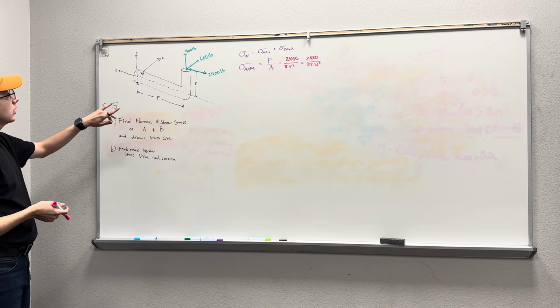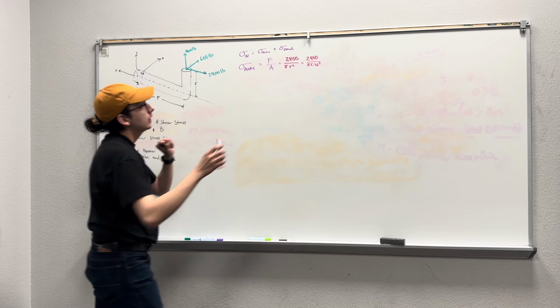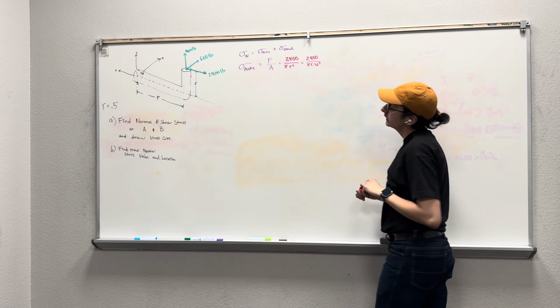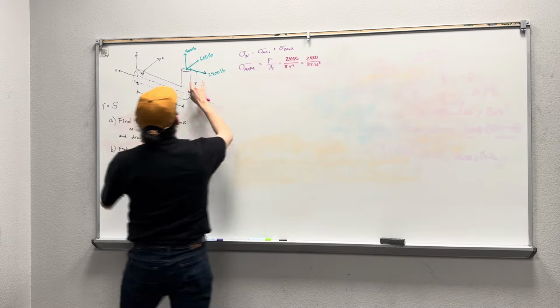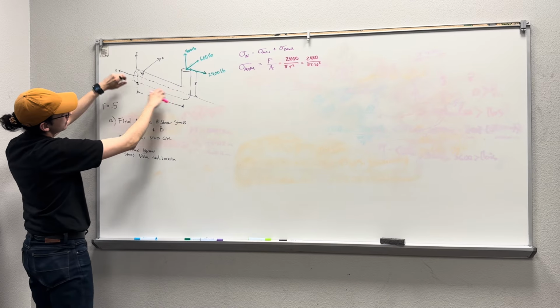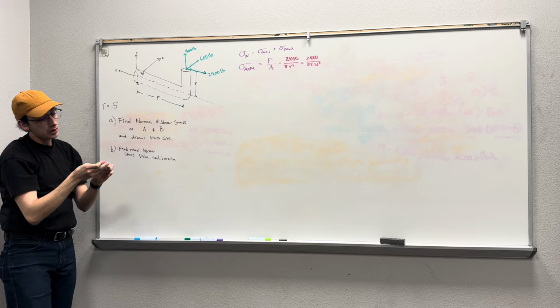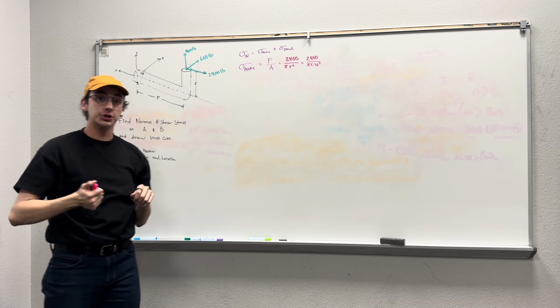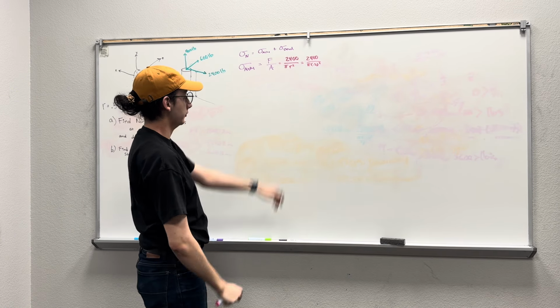So, some points that I do want to say. I am using positive 2400 here because I know that this is going to be tension. We're just going to be pulling it out. And we usually say that tension is positive, so I'm forcing it to be positive.